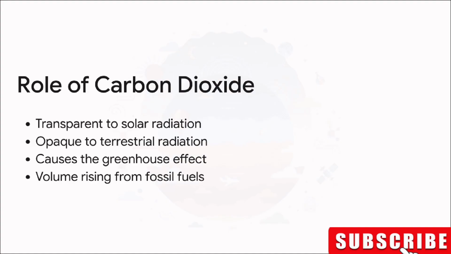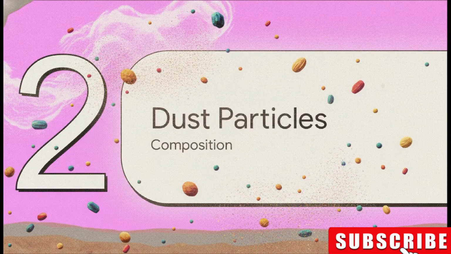It might be a tiny fraction of the atmosphere by volume, but meteorologically speaking, it is a heavy hitter. Why? Because it's transparent to incoming solar radiation, meaning it lets the sun's heat right in, but it's opaque to outgoing terrestrial radiation. It actively traps the heat trying to leave Earth. That dynamic right there makes it largely responsible for the greenhouse effect. And as we know, its volume has been rising lately, mainly due to the burning of fossil fuels, which is bumping up global temperatures. Moving right along to part 2, composition, dust particles.